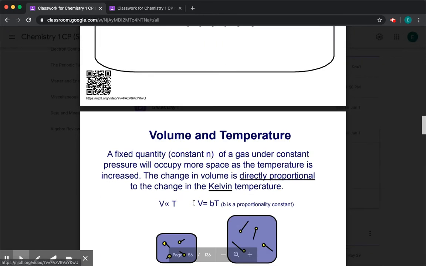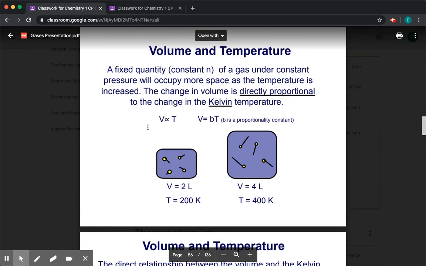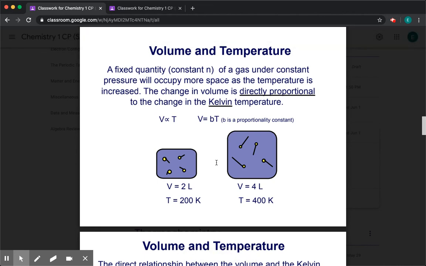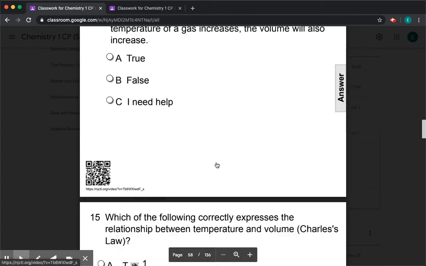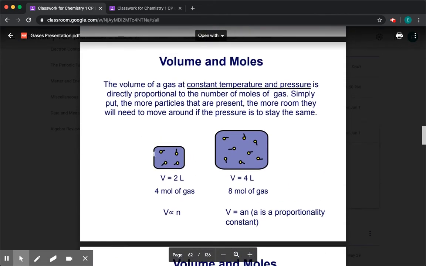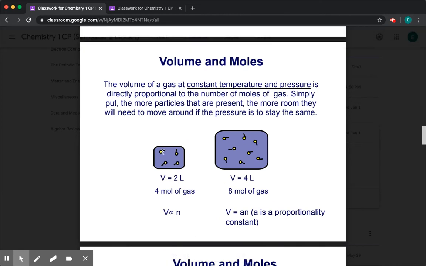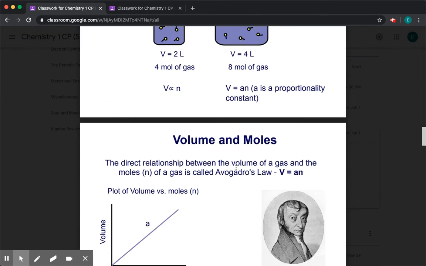The next one is volume and temperature. Assuming we're keeping pressure the same, if you increase temperature, volume has to go up. The molecules have more energy, and so they expand the container. Okay, more energy, they stretch the container out to account for that. The next one is volume and moles. If you shove more molecules in a small container, they're going to want to spread out. And so to account for that, if we want to keep pressure the same, you have to expand the container.